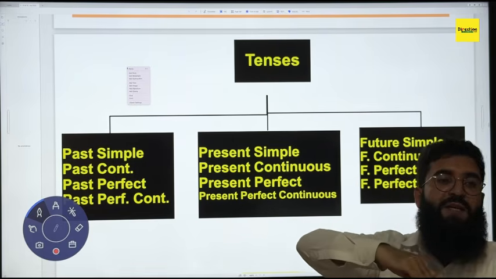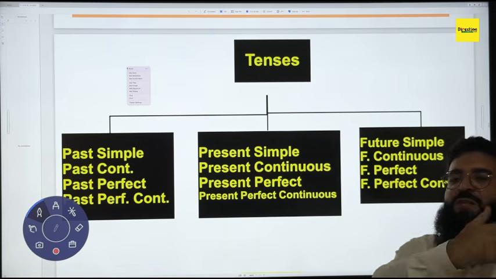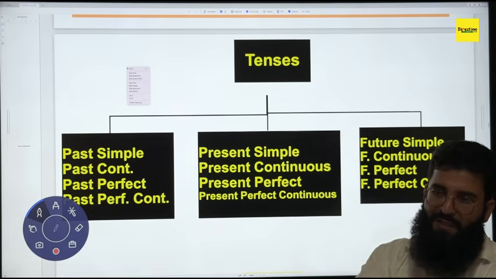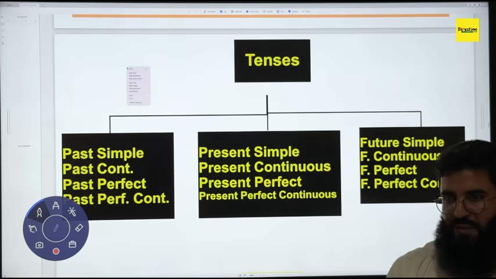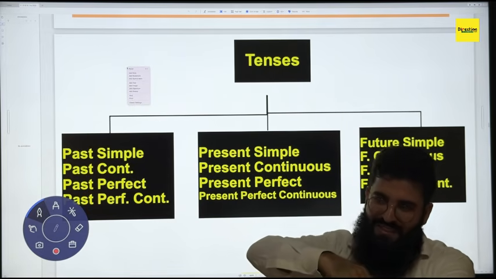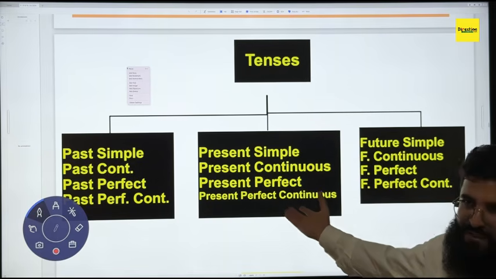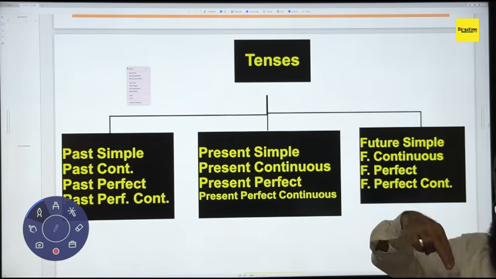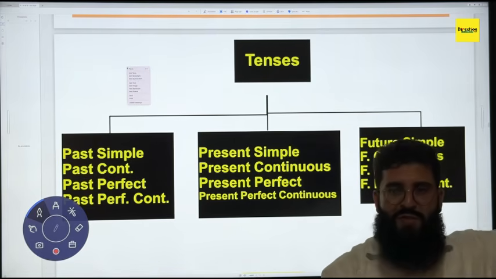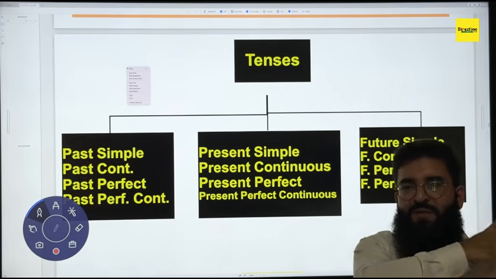Simple, then continuous, then perfect. But we want to continue more, so perfect continuous. Some part you have perfected, some you are still continuing. So this is easy to remember. Simple tense, continuous, perfect, perfect continuous. Is this clear? Same for present. Present simple, present continuous, present perfect, present perfect continuous. Same for future. Future simple, future continuous, future perfect, future perfect continuous.